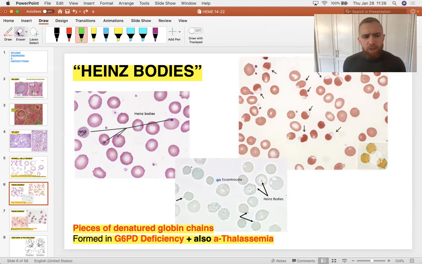Heinz bodies are also seen in G6PD deficiency. What does that stand for? Glucose-6-phosphate dehydrogenase deficiency, right? You make NADPH with it, and it's in your pentose phosphate pathway. That's the one. If you're deficient in that enzyme, then you're going to have a lot of radicals floating around the cell, and those radicals are going to damage hemoglobin. When hemoglobin gets damaged, it also starts to aggregate in that situation as well.